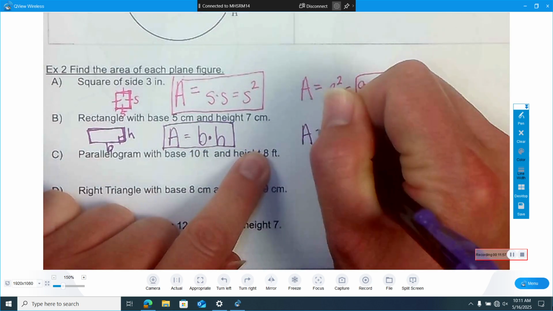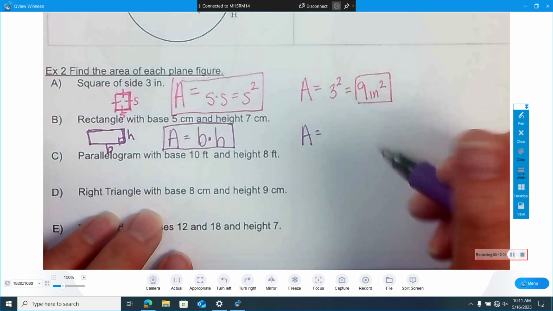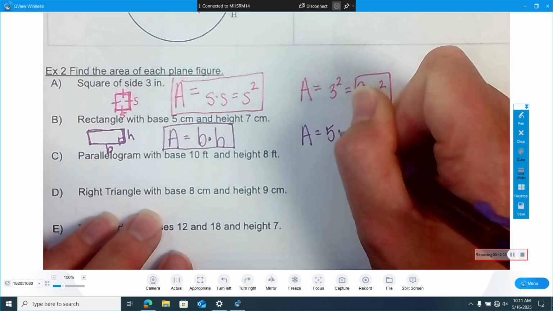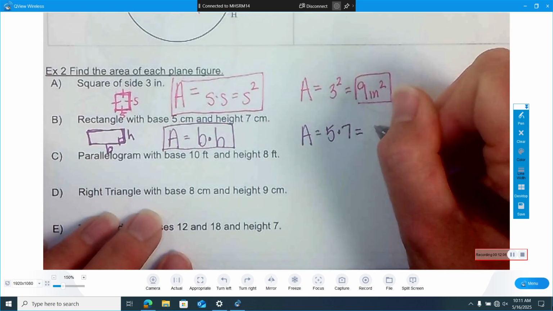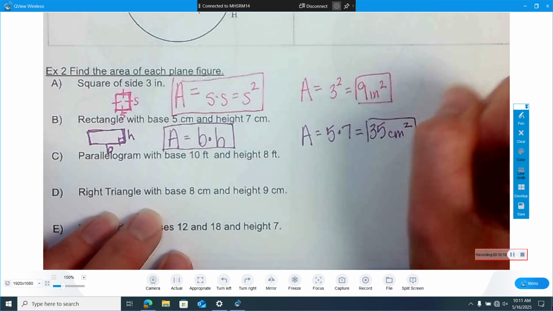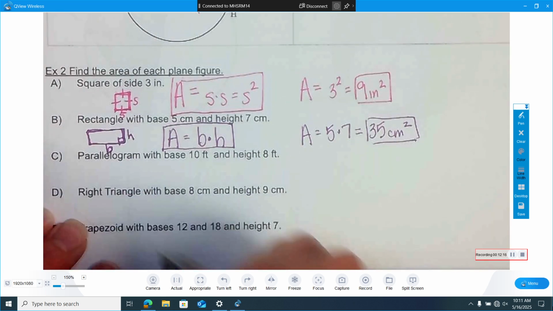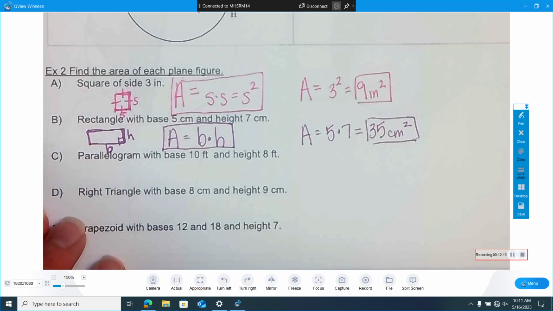So we have in our rectangle a base of 5 and a height of 7. What do I need to do to find the area? 5 times 7. Base times height is 35 centimeters squared. Okay? All right. Parallelogram. Anybody know the formula for the area of a parallelogram?